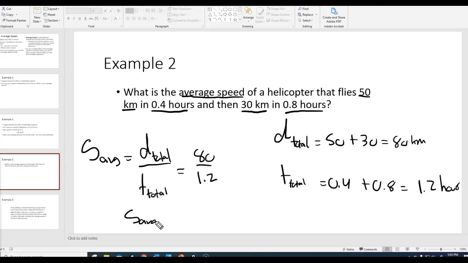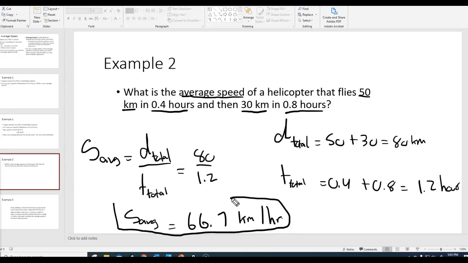I'm going to put that into my calculator. 80 divided by 1.2 is 66, and then I'm going to round it to one decimal place so I don't have to write too much. 66.7 kilometers per hour. How do I know that the unit is kilometers per hour? Because I'm dividing kilometers over hours. So that is a typical example of an average speed problem where you have multiple distances and multiple times.